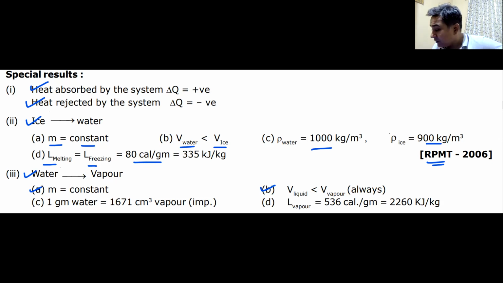When water is getting converted into vapor, mass remains constant. Volume of liquid is always less than the volume of vapor. Remember that. 1 gram of water occupies this much in vapor. Very important, a question has come on this. Latent heat of vaporization is 536, we take it as 540. I'll give you a minute to note it down. The same question will come in the exam.